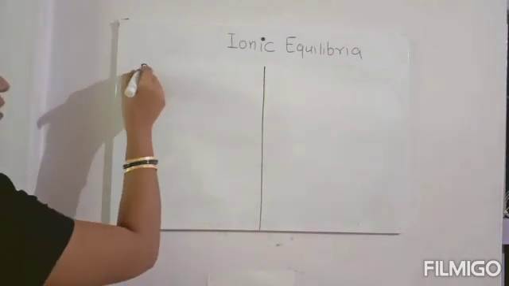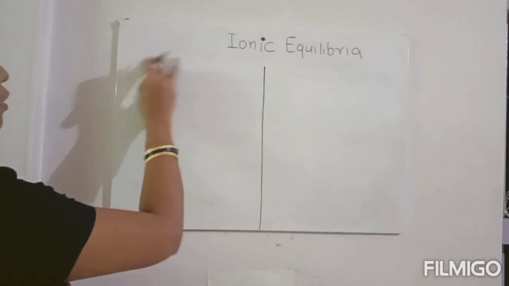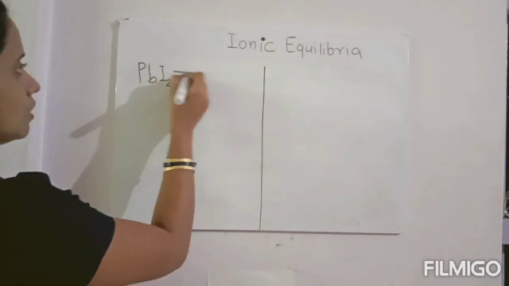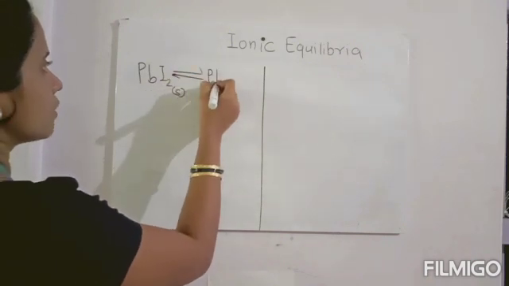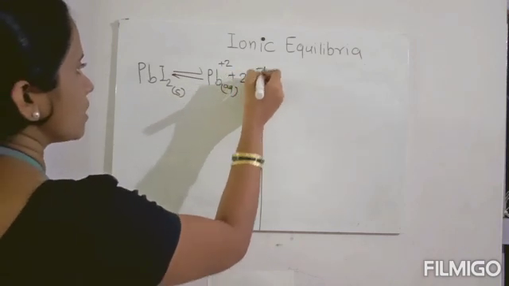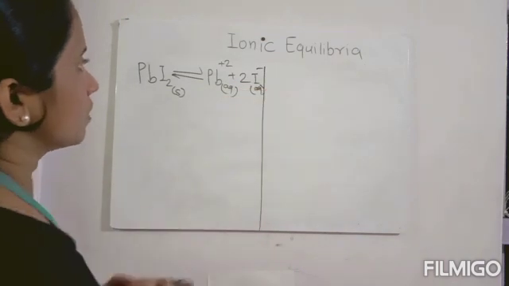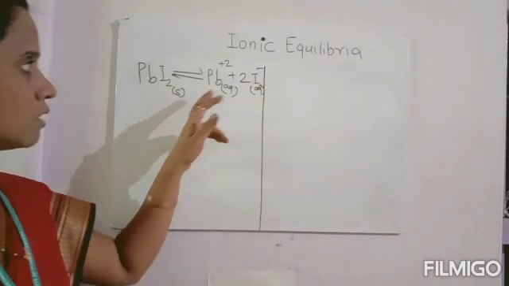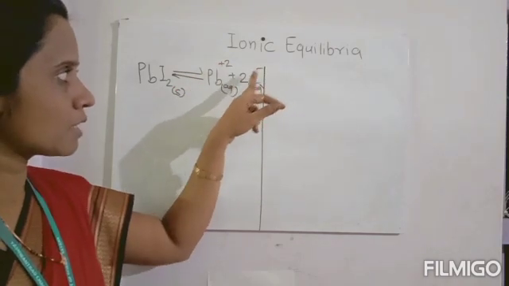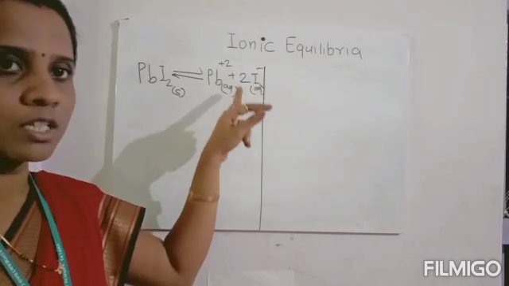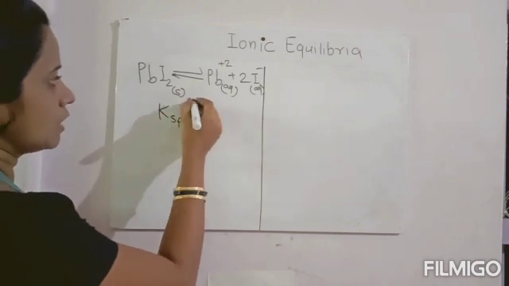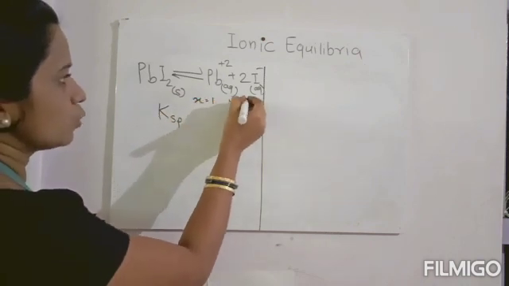See, if we take the example of lead iodide PbI2, the solubility equilibria will be given as PbI2 in equilibrium with Pb plus 2 plus 2I minus. For this, the coefficient for Pb plus 2 ions is 1, and for I minus ions, that is iodide ion, the coefficient is 2. So for the expression for Ksp, x is equal to 1 and y is equal to 2.